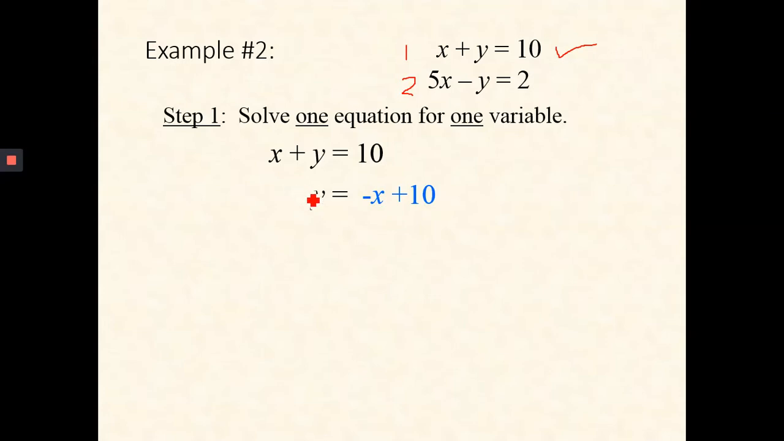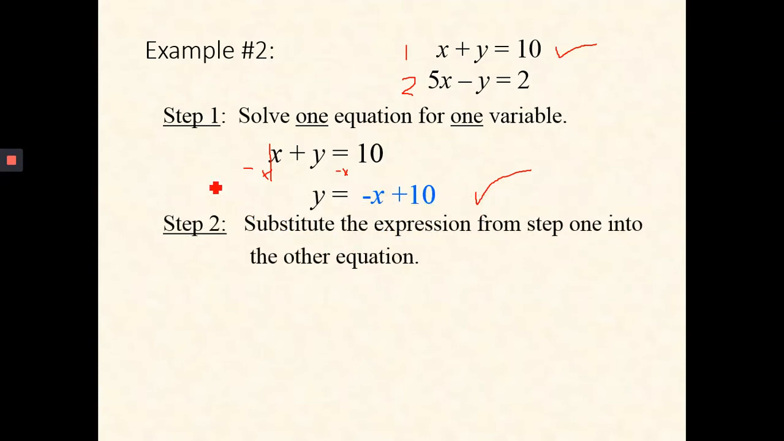We solve for y. How does that happen? You need to get the opposite of x, that is negative x, on both sides. So x plus negative x, that will be 0. Bring down y equals negative x plus 10. Your y is isolated. So that is now step 1. Step 2.